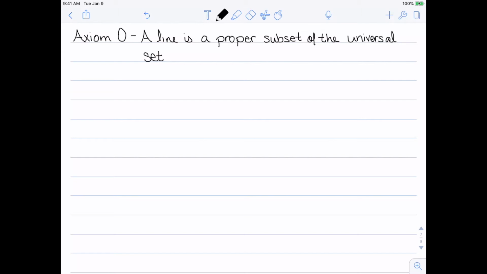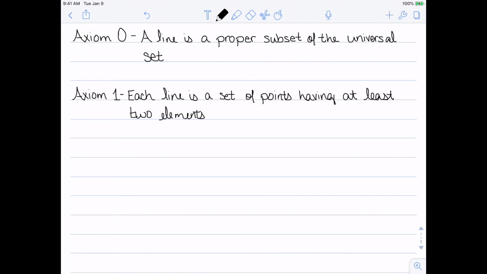As I said before, we're only assuming that we know what a point and a line is, and we're actually going to build geometry from the ground up. So let's start with our basic axioms, things we're going to assume. Axiom 0, so our most basic thing, is we're going to assume a line is a proper subset of the universal set. So what that means is our universe consists of more than just a line. It has to have, at minimum, an extra point in it.